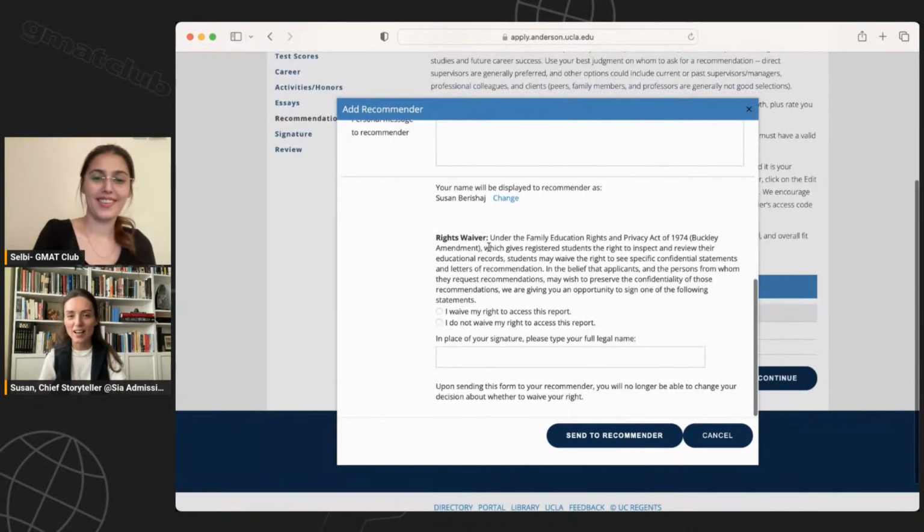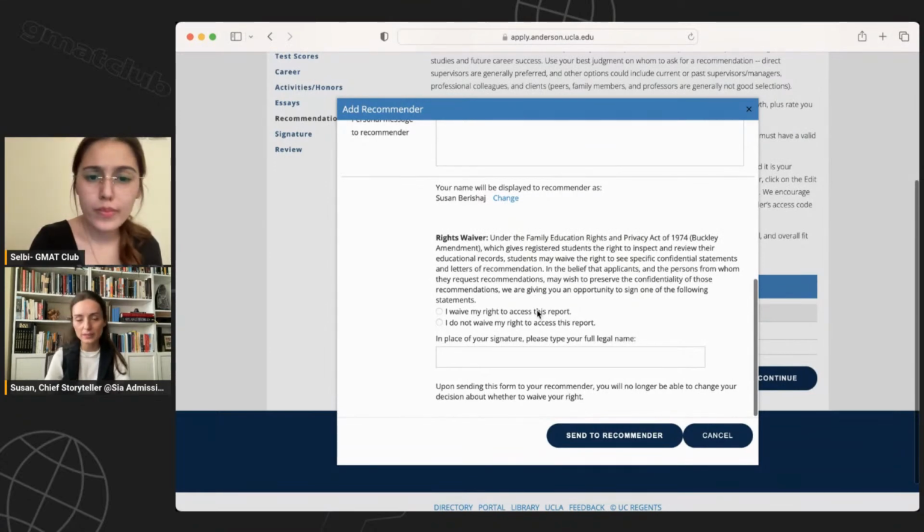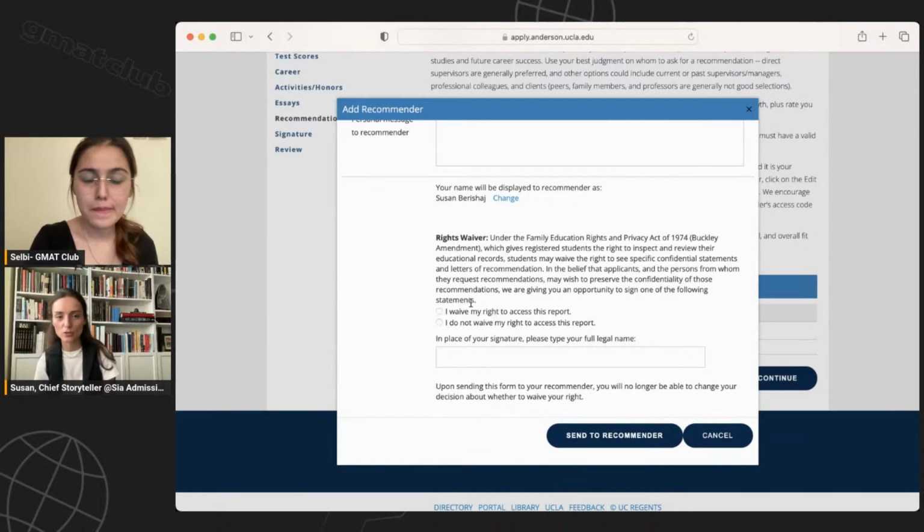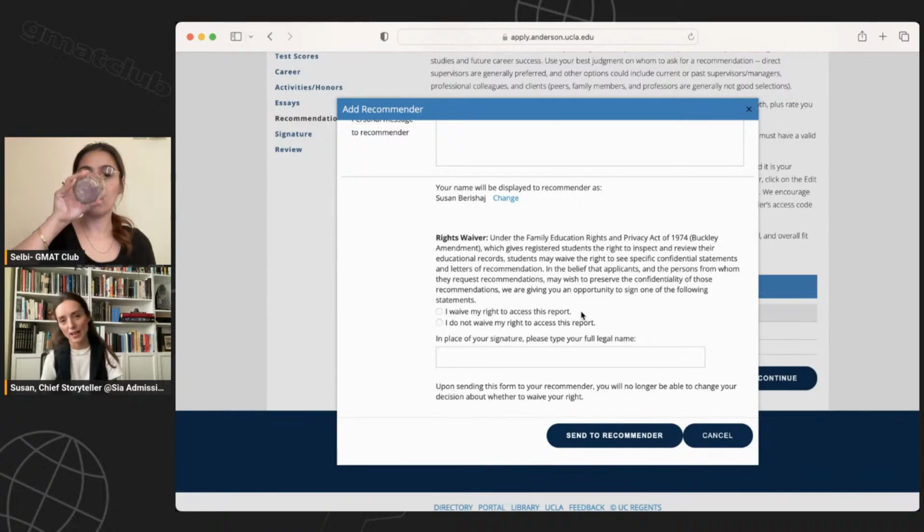And then here, this is the right to waive seeing the report. You have the right to not waive seeing the letter of recommendation, but I do suggest that you waive the right to access this report, because from the eyes of a committee reading your application, if you don't waive the right, they will think that the recommender hasn't been honest in their letter of recommendation, because they know you will read this letter.